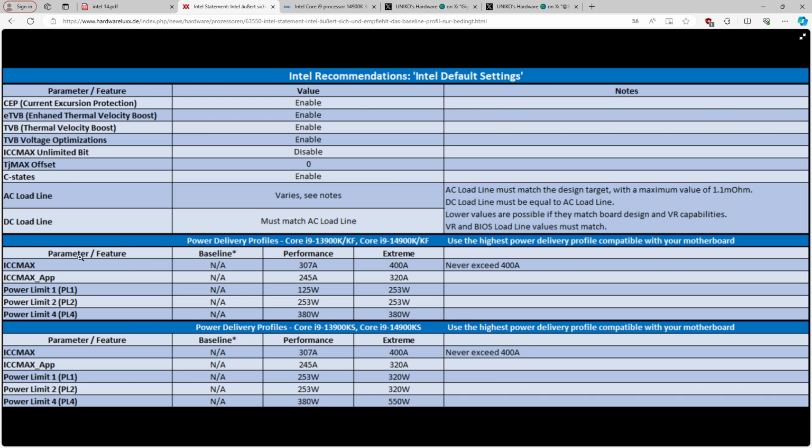So first of all, ICC Max, because both Gigabyte and Asus set the ICC Max unlimited bit, the ICC Max value itself is just completely irrelevant, because the CPU is going to ignore it even if you set that, unless you disable the unlimited bit. But anyway, Intel says that even for the extreme configuration, never exceed 400 amps. Cool. ICC Max app, 320 amps. I've never seen this actually be a setting in the BIOS, so I do not know where you would set that.